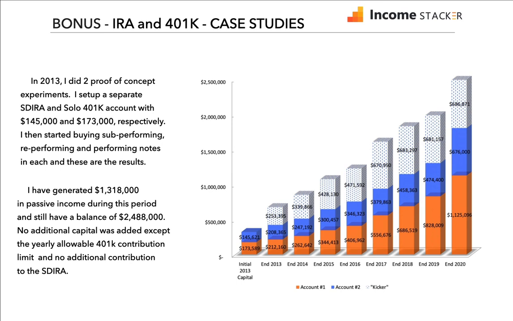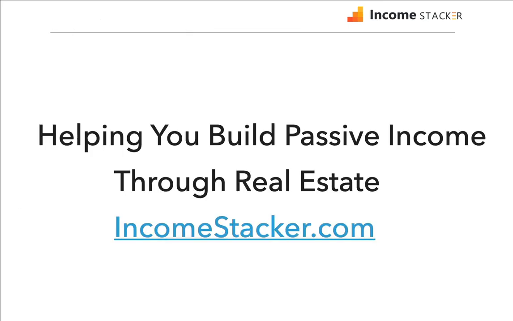And no additional capital was added except for the allowable 401k contribution. There was nothing added to the self-directed IRA during that time. So even starting with $315,000, this was built to $2.5 million, which is pretty spectacular. And you can see the power of the compounding and the power of the notes. So hopefully that gives you a little bit of an eye-opening experience in terms of what's possible outside of what everybody does: stocks, bonds, and mutual funds, right? There's other things out there that can build wealth a lot faster.